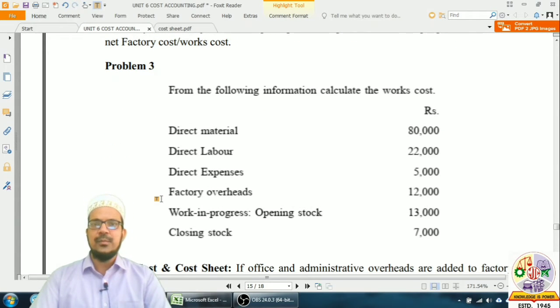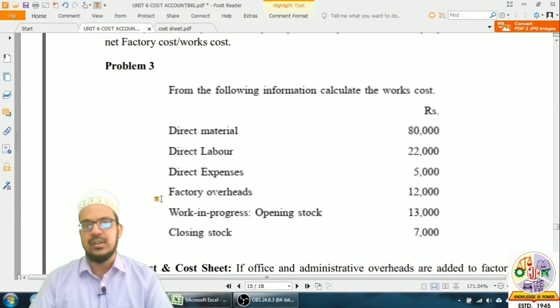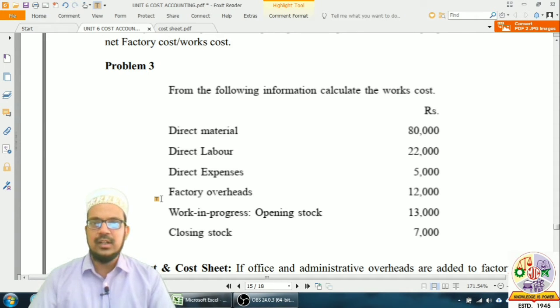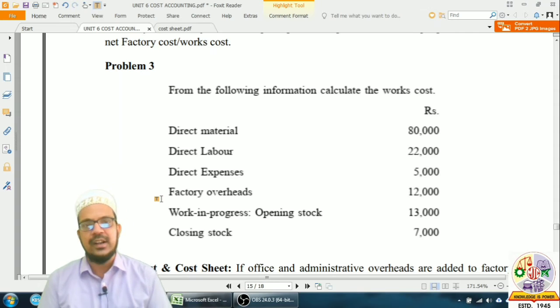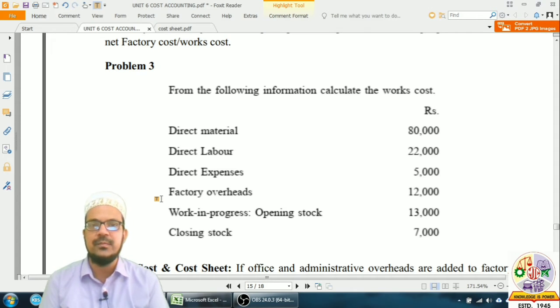From the following information, calculate the works cost or factory cost. Factory cost is also known as work cost. So many a time you may be asked to calculate work cost, so you should not be confused that this was not taught. Work cost is nothing but factory cost. So calculate the work cost or factory cost from the following information.